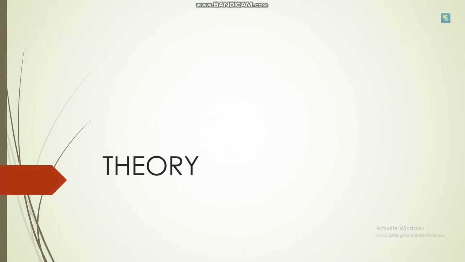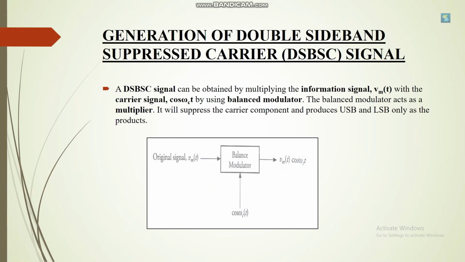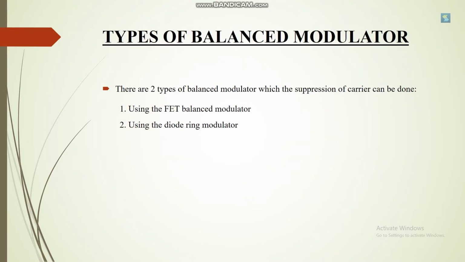Next, I will discuss the theory of the generation and detection of the DSBSC. As we know, the DSBSC signal is obtained by multiplying the original signal and the carrier signal. This process is also called the modulation process, and the multiplier that is used is a balanced modulator. There are two types of balanced modulator, which are the FET balanced modulator and the diode ring modulator.